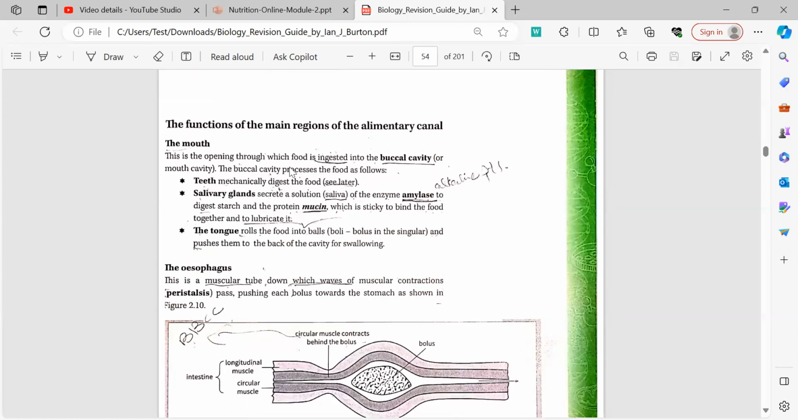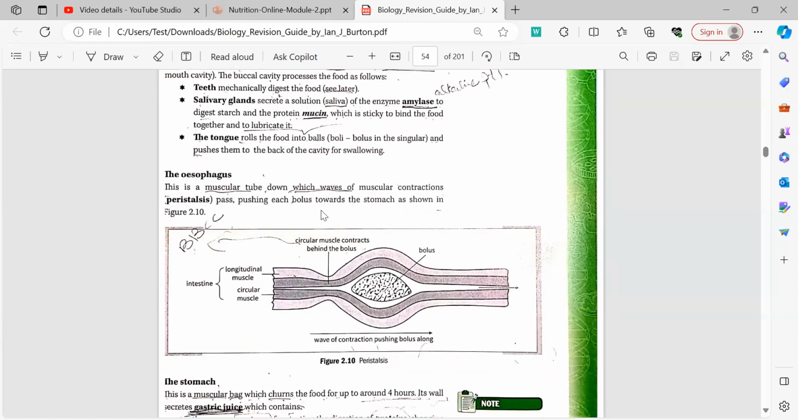Now, in the mouth, since I told you about the types of teeth, the incisors, the canines, which are used for piercing meat, and molars, there are the salivary glands, which I talked about earlier, with salivary amylase, which digests starch. Along with it is a protein called mucin, which helps to stick the food and bind it together. The tongue finally rolls it to the esophagus.